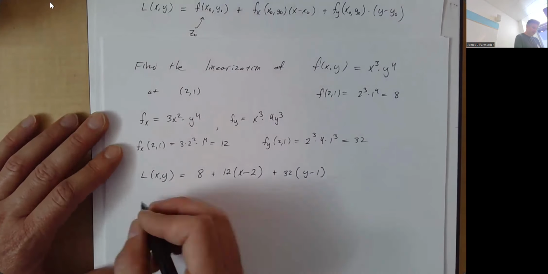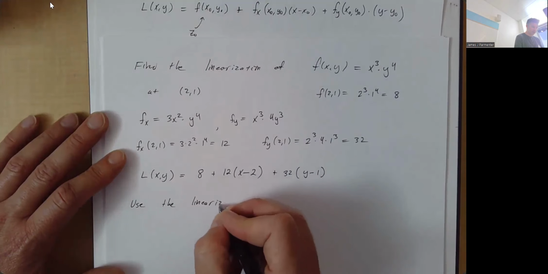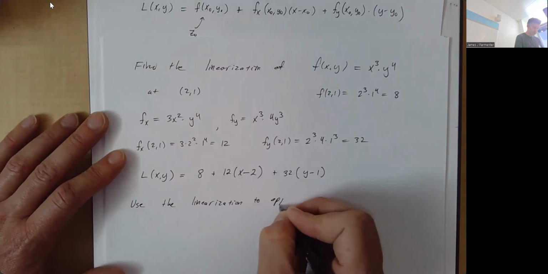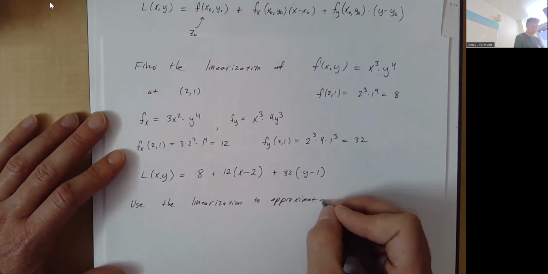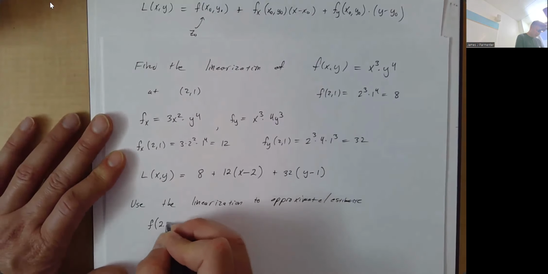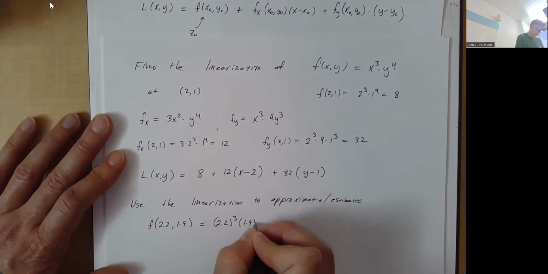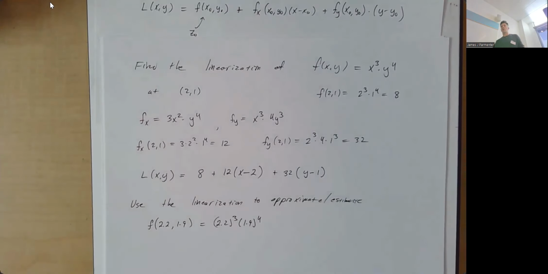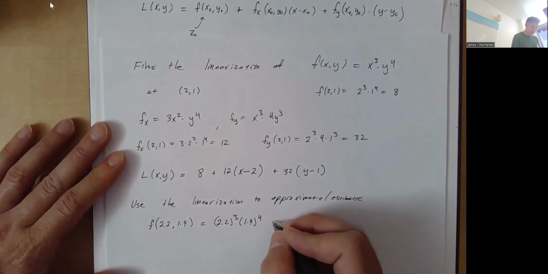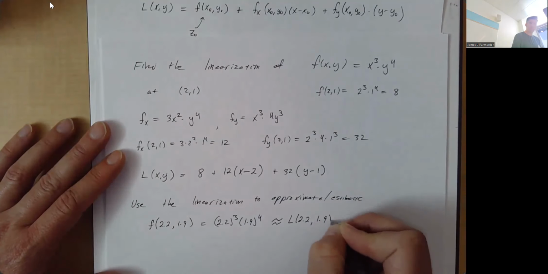Typically, you're going to be asked to then use the linearization to approximate, estimate if you prefer, f of 2.2, 1.9, which would be 2.2 cubed times 1.9 to the fourth. Could you find that? Sure, it's not impossible. 2.2 cubed is something we could multiply out by hand if we didn't have a calculator, but that's not the point. We don't want to do that. The idea here is that this is going to be approximately equal to L of 2.2, 1.9.